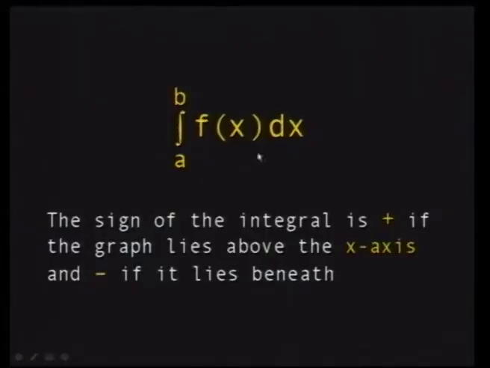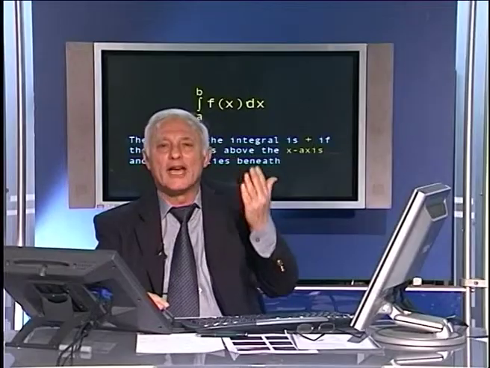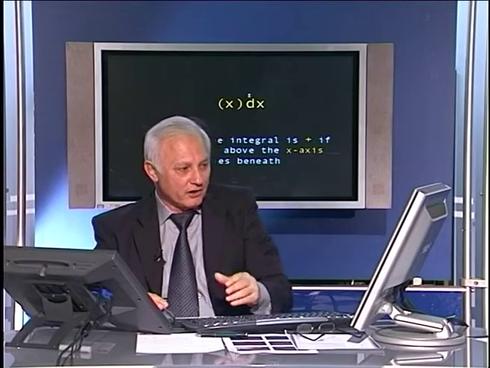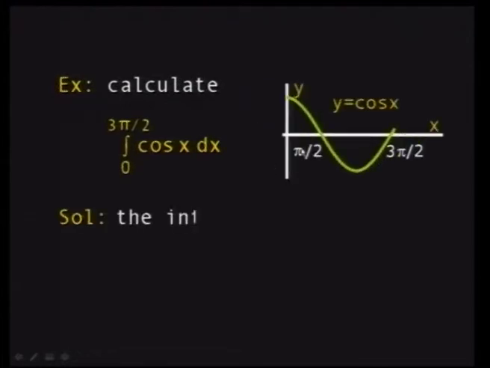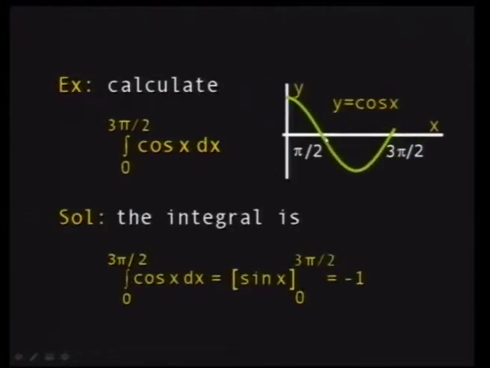So here is your function. If it is positive, your integral is positive. And if the function is negative, in other words, your graph is below the x-axis, you get a negative value for the integral. For example, here you have the function y equals cosine x, and you want to evaluate the integral from 0 to 3π/2. You apply the fundamental theorem. The integral of cosine is sine, and you substitute from 0 to 3π/2, and you get minus 1.